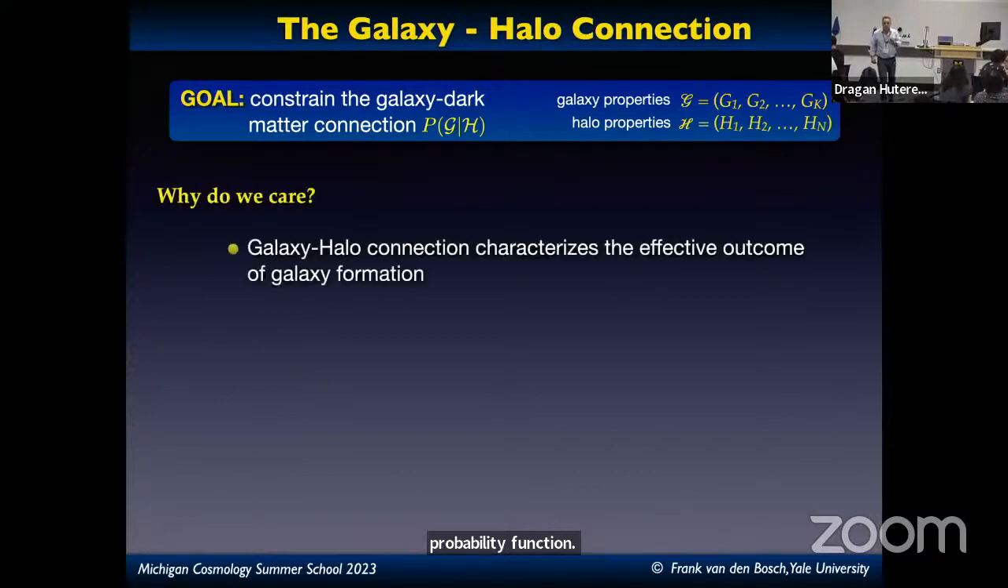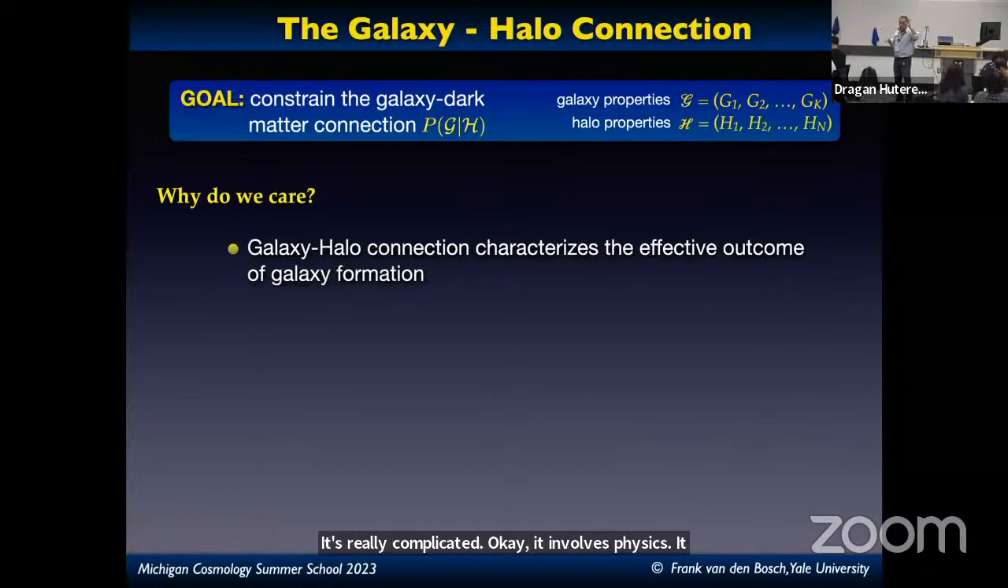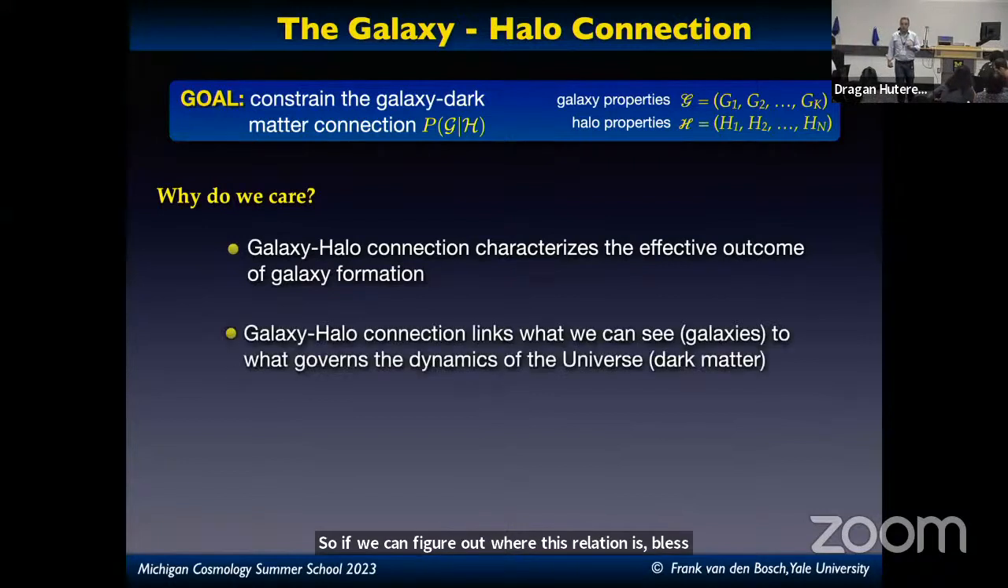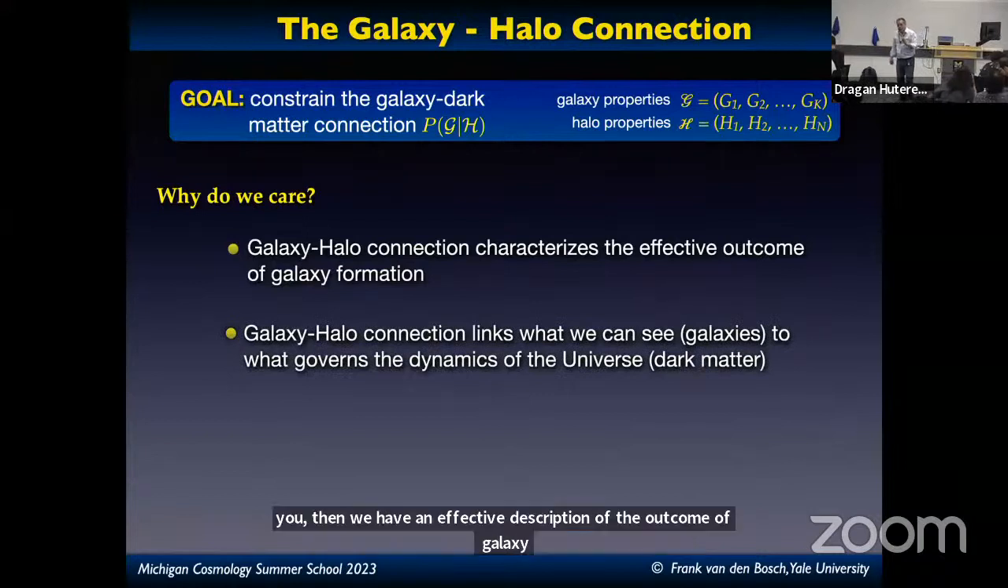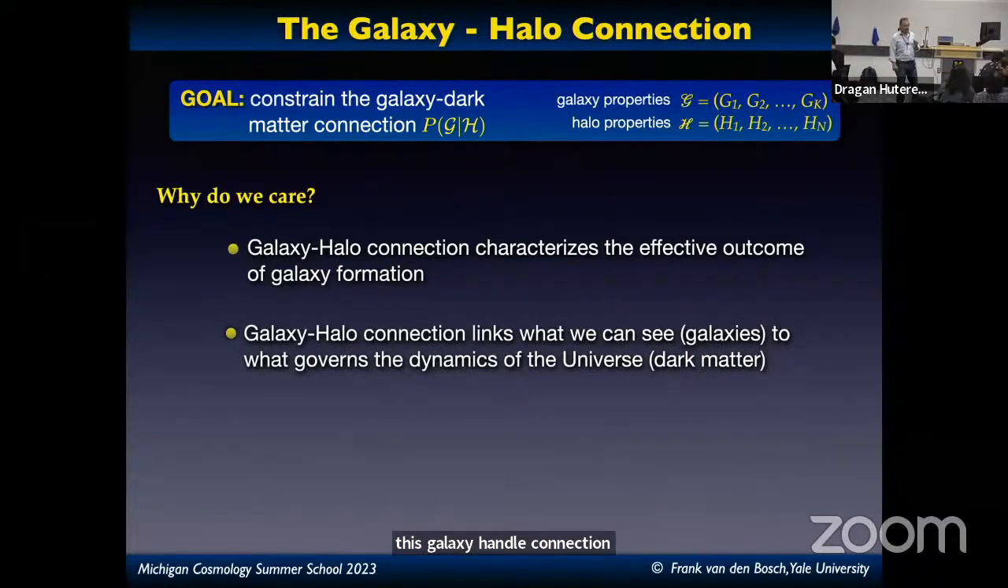Why? Because that galaxy halo connection characterizes the effective outcome of the galaxy formation process. And let me tell you one thing, galaxy formation is a complicated process. It's really complicated. Okay? It involves physics that covers many, many orders of magnitude in time scales and spatial scales. It's extremely difficult. So if we can figure out what this relation is, bless you, then we have an effective description of the outcome of galaxy formation. This galaxy halo connection also links what we can see, aka galaxies, to what actually governs the dynamics of the universe, which is the matter, the dark matter mostly, because that's most of the matter.